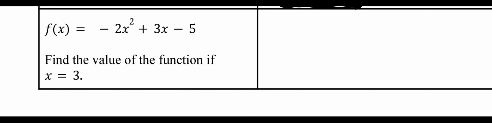This is the unit one algebra basics, the second question. And here we're being asked to find the value of the function if x equals 3. The function being this, f of x is equal to negative 2x squared plus 3x minus 5.